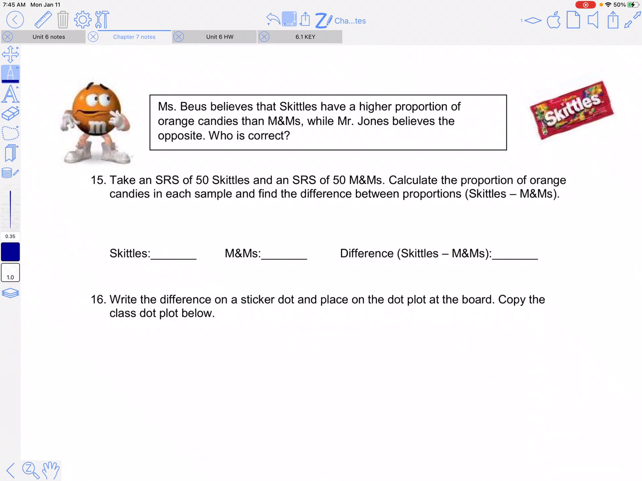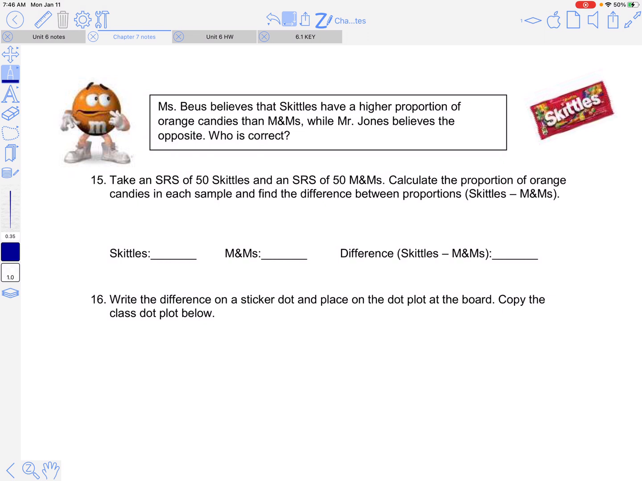This is covering 7.2, difference of proportions, but we're in the unit where we're talking about sampling distributions of proportions as well. And this is page 7 of the guided notes that you should see on Canvas. All right, so here's our situation.